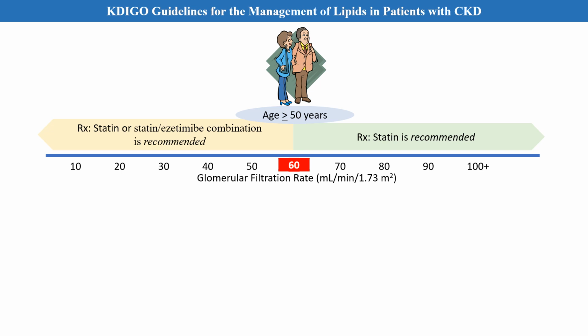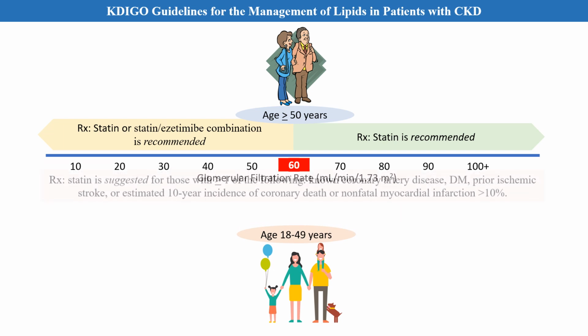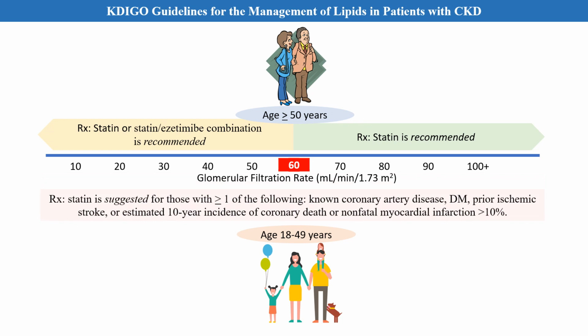lipid profile. In adults aged 18 to 49 with CKD, treatment with a statin is suggested for those with one or more of the following: known coronary artery disease, diabetes mellitus, prior ischemic stroke, or estimated 10-year incidence of coronary death or non-fatal myocardial infarction that is greater than 10%.